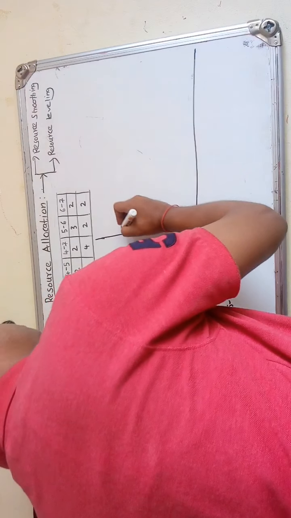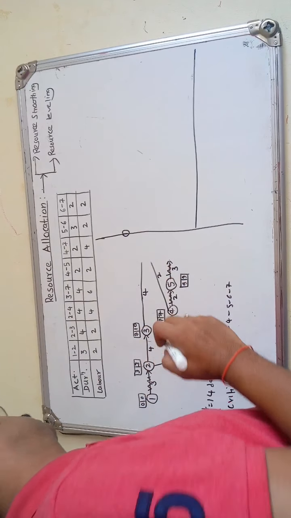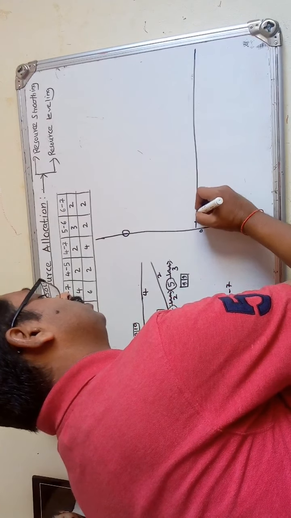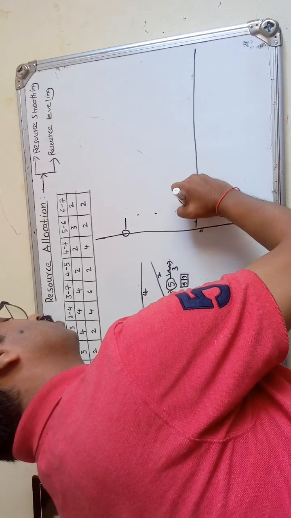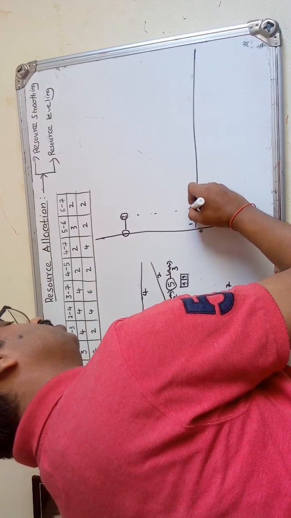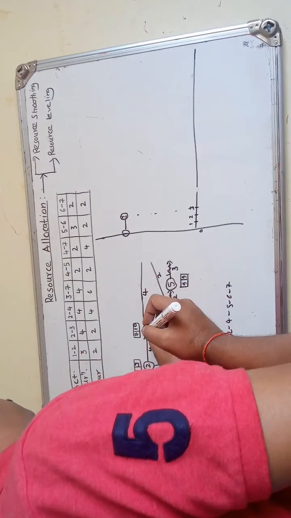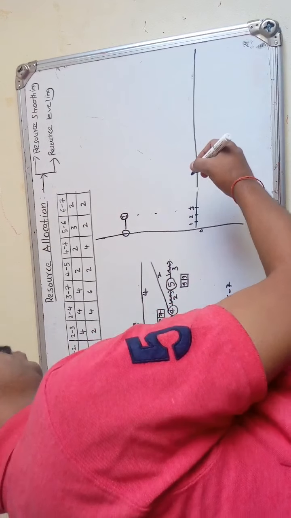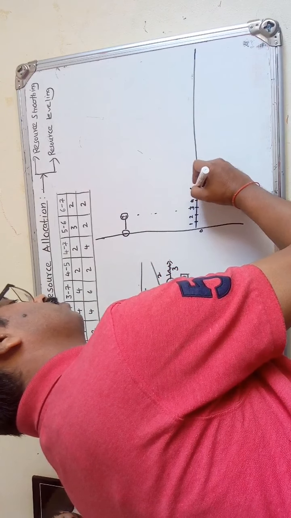So first, 1 to 2 is on the critical path. As I told you, you have to mark the critical activities or critical path first. 1 to 2 requires 3 days. So 1, 2 and 3. Then the next activity requires 4 days, meaning 3 plus 4, that is 7.